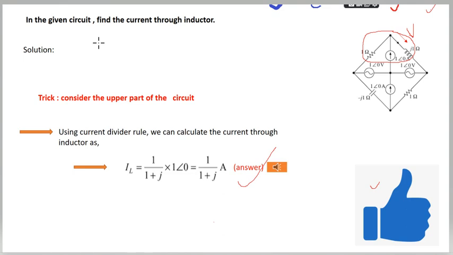So let's proceed. Here we have the question. In the given circuit, find the current through the inductors. That means we have to find the current through these inductors. And the very first step that we are going to do is here.